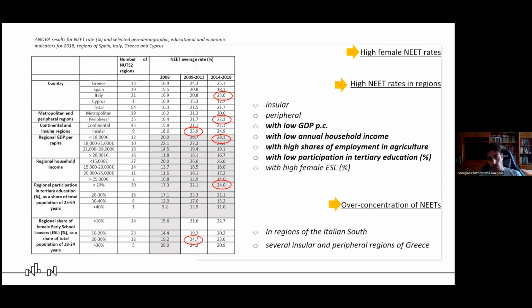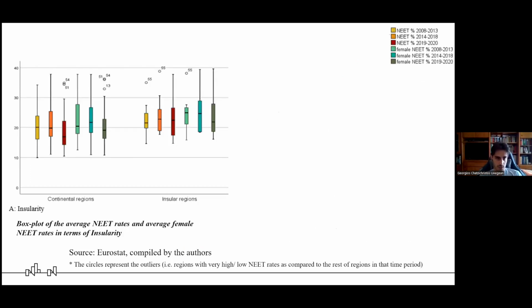After 2008, we can see that there has been a steady increase of the average NEET rates across Europe, across Southern Europe. There is also something that needs to be highlighted: there is a difference between the female NEET rates and the average NEET rates. Again, this is related to socio-cultural factors and so on. So all these parameters like insularity, peripheral regions, low GDP, and so on are some of the basic parameters that determine the overconcentration of needs.